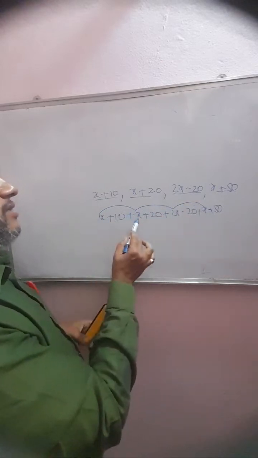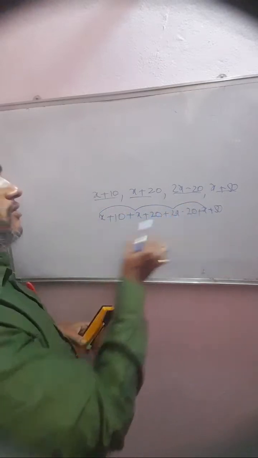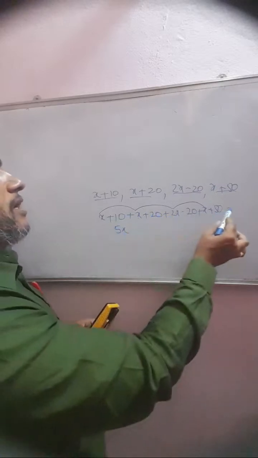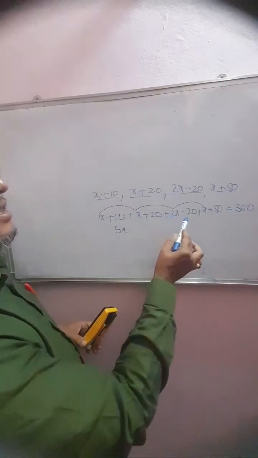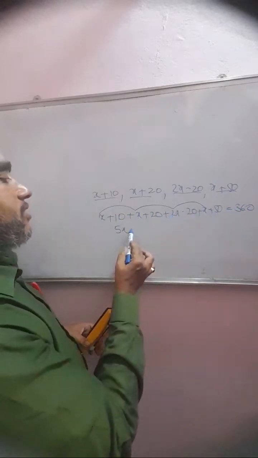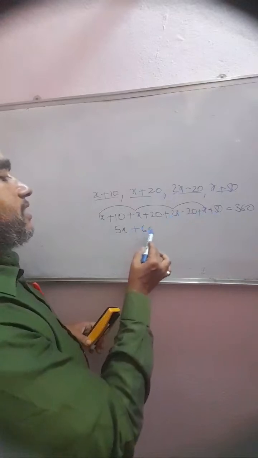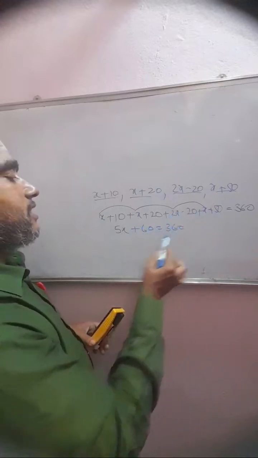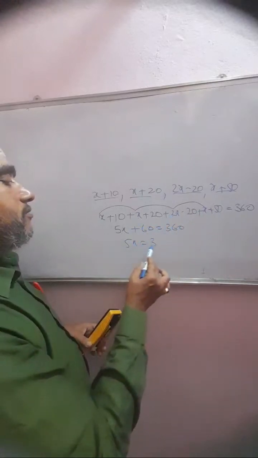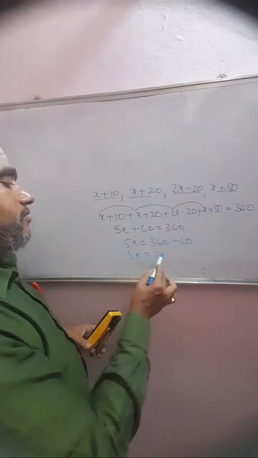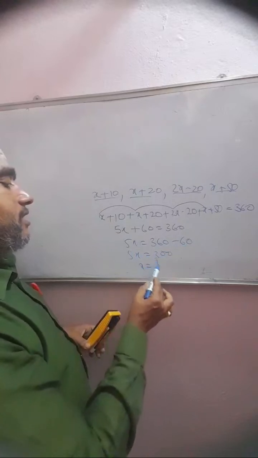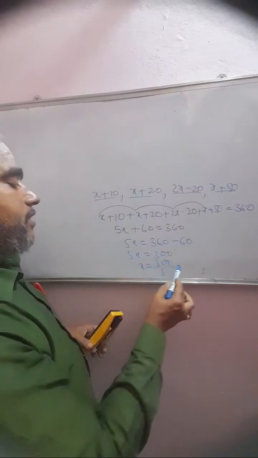1x, 1x, 2x, 2x, 2x, 4x, 1x, 5x. I write here 360. 10, 20, 30; 30, 50, 80; 80 minus 20 is 60. So 5x + 60 = 360. 5x is equal to 360 minus 60, so 5x is equal to 300. So x is equal to 300 by 5.